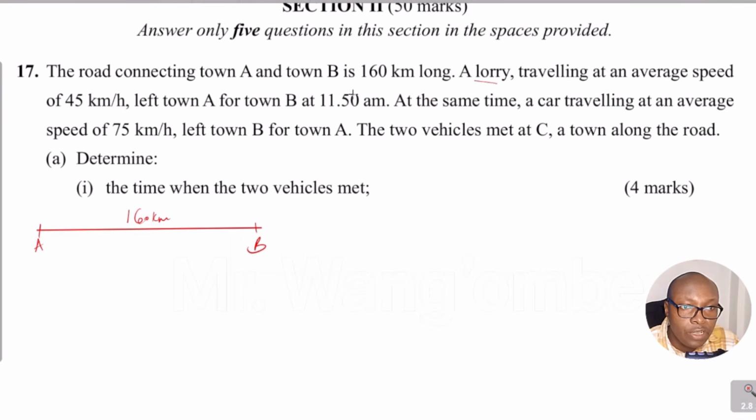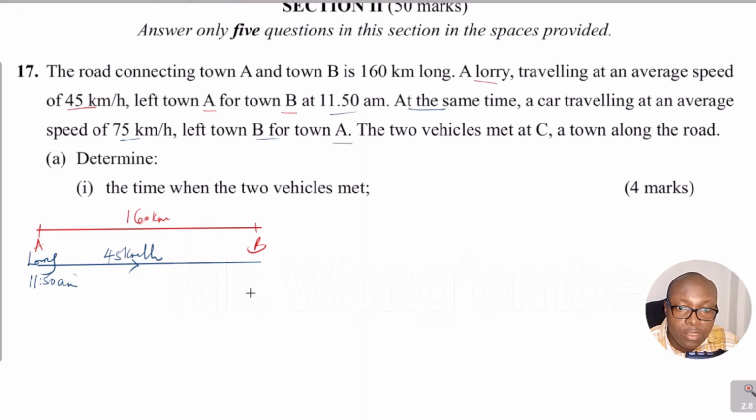The lorry is traveling at an average speed of 45 kilometers per hour from town A to town B. The direction of the movement is very important. I will indicate it here. So the lorry is traveling in this direction at 45 kilometers per hour. This is the lorry, and it left at 11:50 a.m. Then at the same time, that means at 11:50 still, the car traveling at an average speed of 75 left B for A.